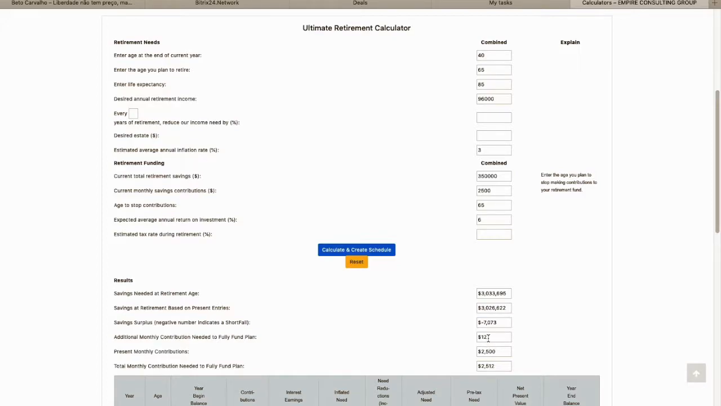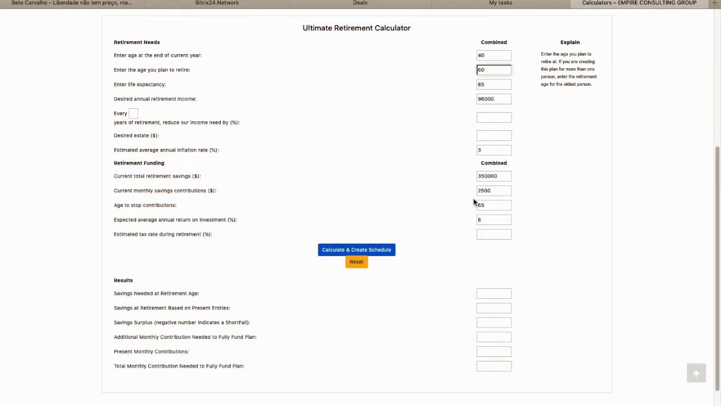You'll see that I miss out just by $12. As long as I can increase my savings by $12 a month, then I will hit my target by age 65. But what happens if I cannot work after age 60, if I lose my job at age 60? Well, then we must try and improve the numbers by increasing performance.